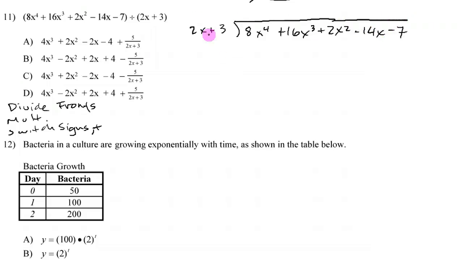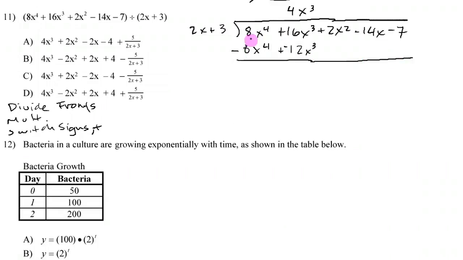So let's just start off with divide the front. So 8x to the fourth divided by 2x, well, that goes in 4x to the third times. 8 divided by 2 is 4, x to the fourth divided by x is x to the third. Then we do multiply, so just like in long division, we take the top times the side. So 4 times 2 is 8x to the fourth. Here, 4x to the third times 3 is plus 12x to the third. Then all we do is switch the signs and add.